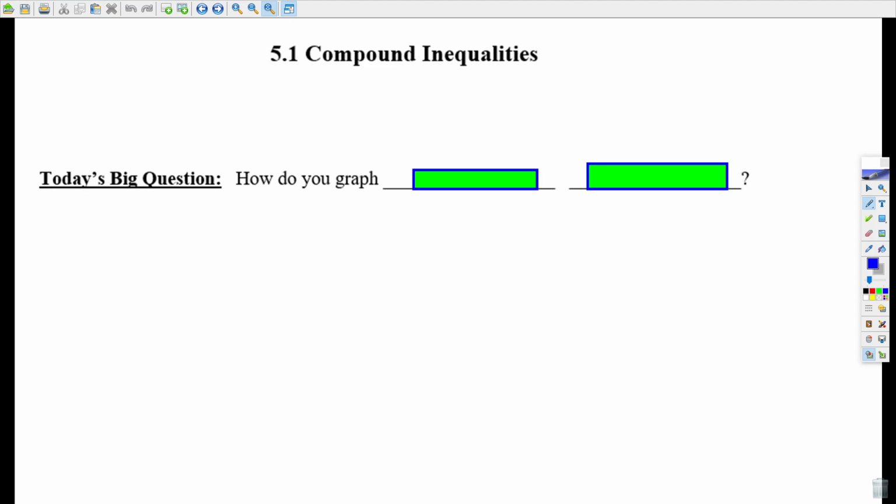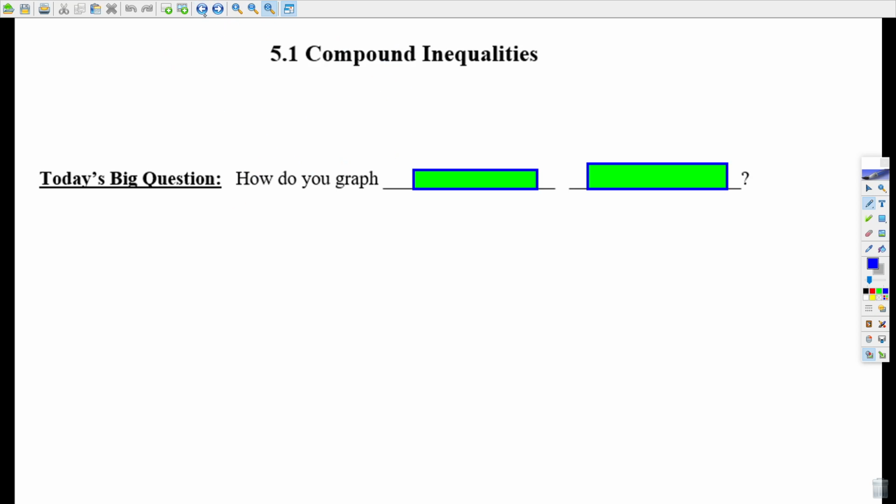So we're actually going to go backwards a little bit, and since we're done with elimination and substitution, we're going to go back to 5.1, which is compound inequalities. I group these sections a little differently because I feel like these ones go together better. We'll do like 5.1, 5.7, and so on. These ones just kind of go together a little better.